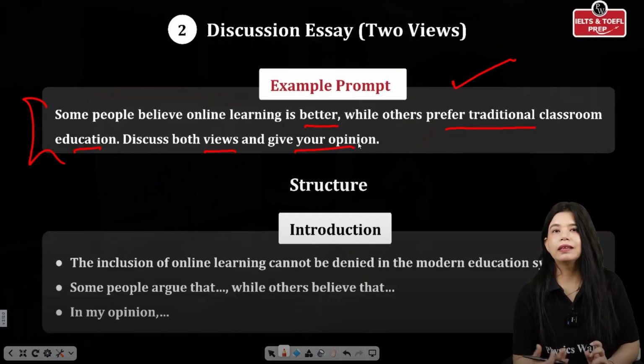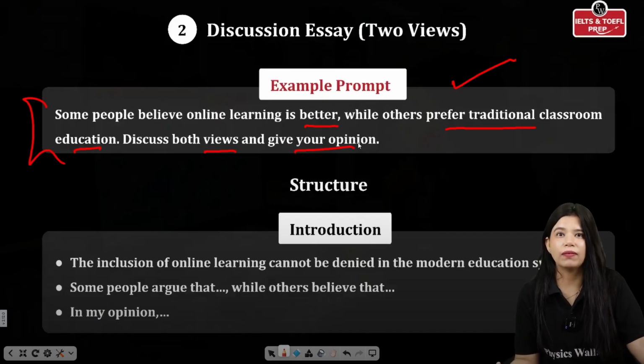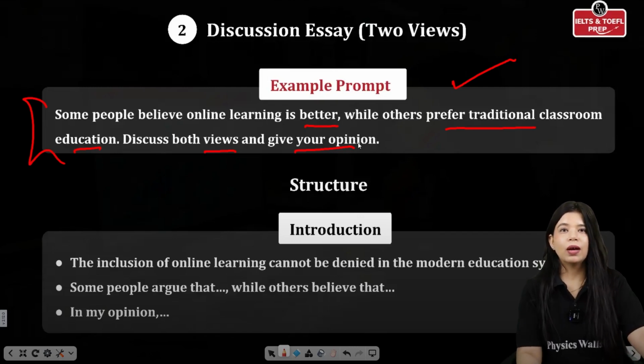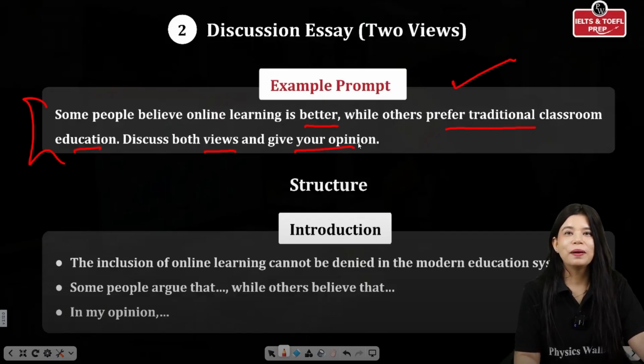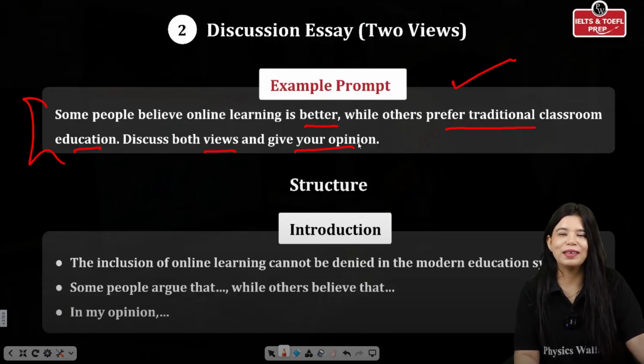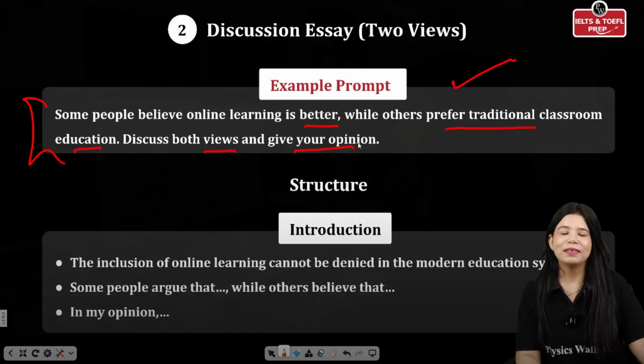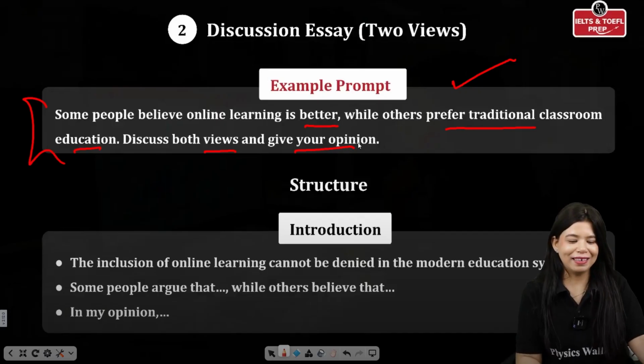So for opinion, don't think that it will only be asked in agree disagree. Your opinion can be asked in any type of essay, and always have a very crystal clear opinion. I always say be blunt about your opinion, unapologetically blunt about it. If you want a high score for your essays, don't try to be diplomatically correct here.